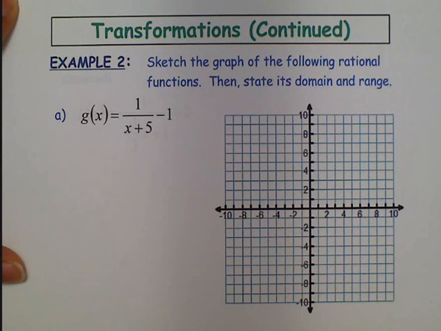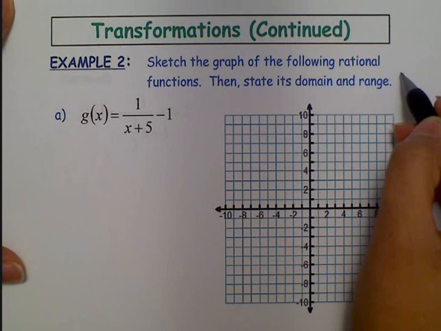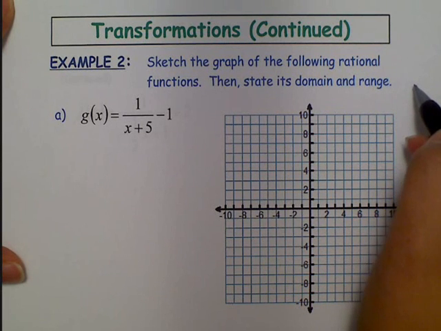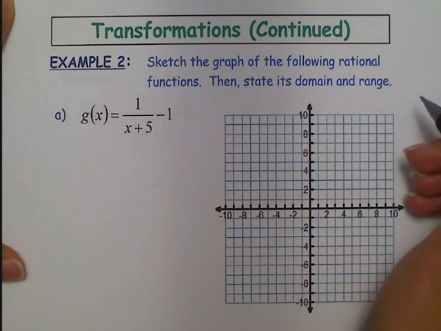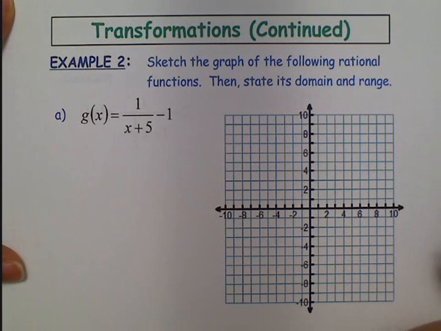For example 2, we're going to be sketching some graphs. It says sketch the graph of the following rational functions and then state its domain and range. When you are looking at rational functions, the first thing you want to think about is where the asymptotes have moved, if they have moved, because the asymptotes sort of create a barrier for your graph.